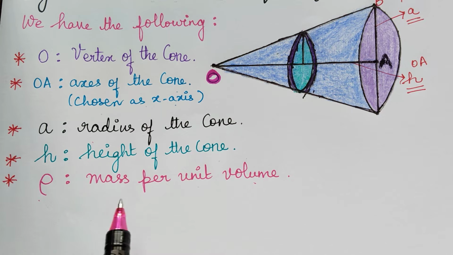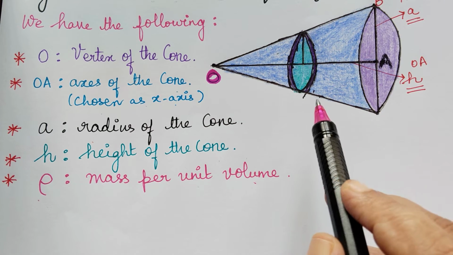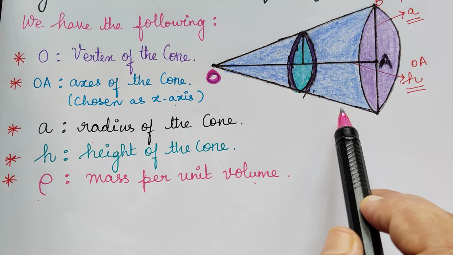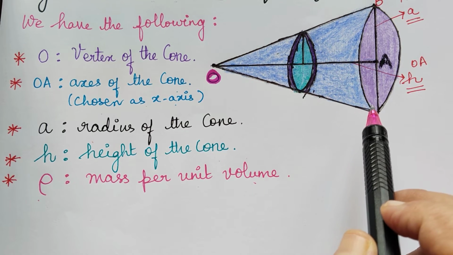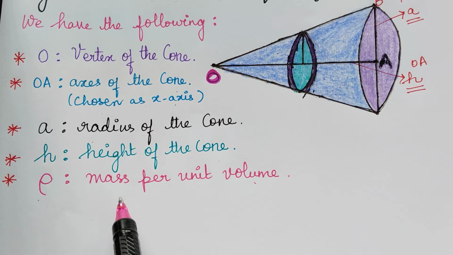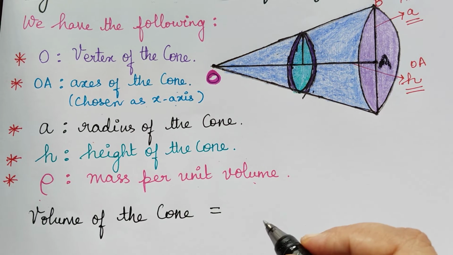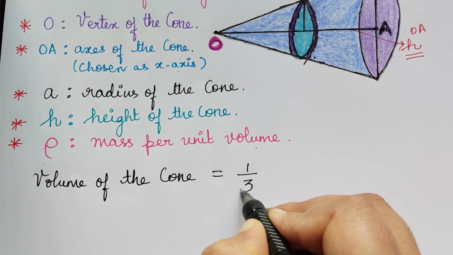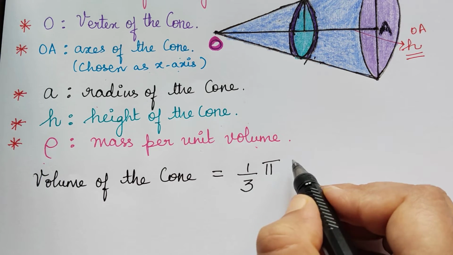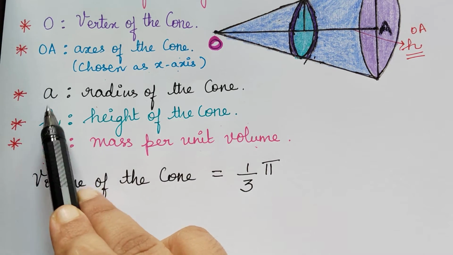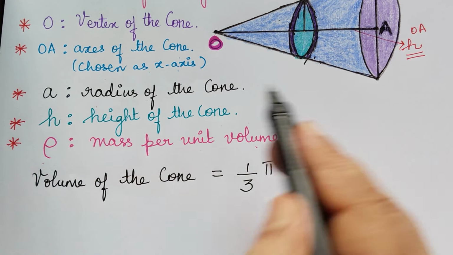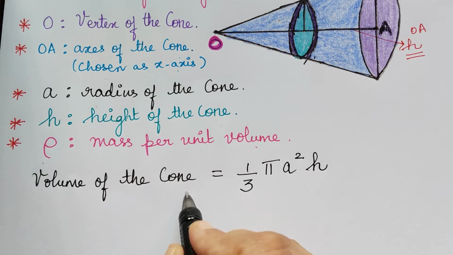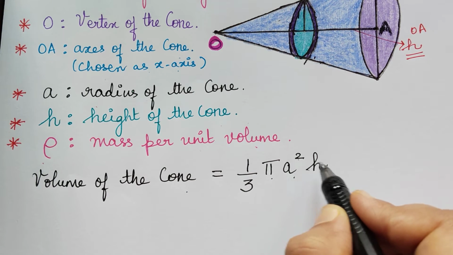Next, we have to find the total volume of the cone. By the formula, we know that the volume of the cone is 1 by 3 pi r square h, where r is the radius, h is the height. Now, using that formula here, r is the radius, which is a, multiplied with the height h. So the volume of the cone is 1 by 3 pi a square h.